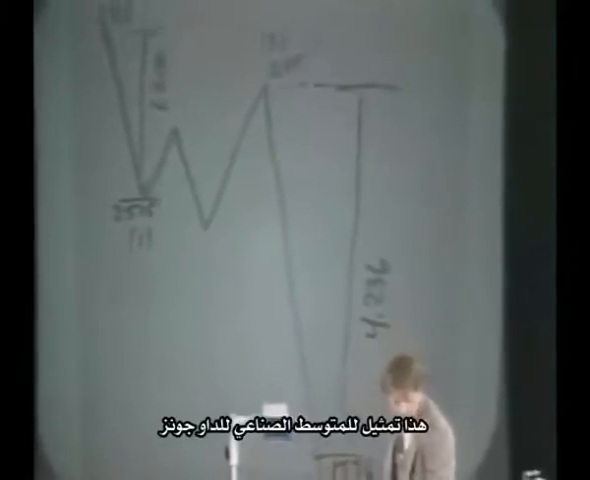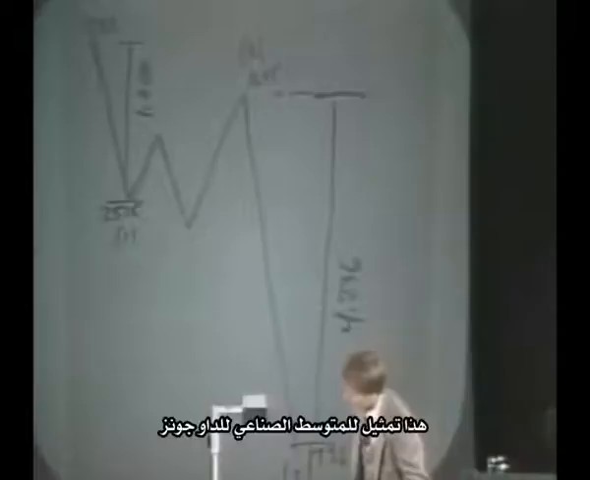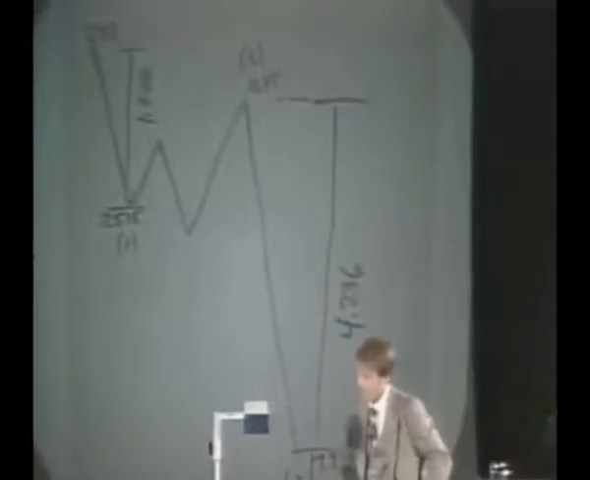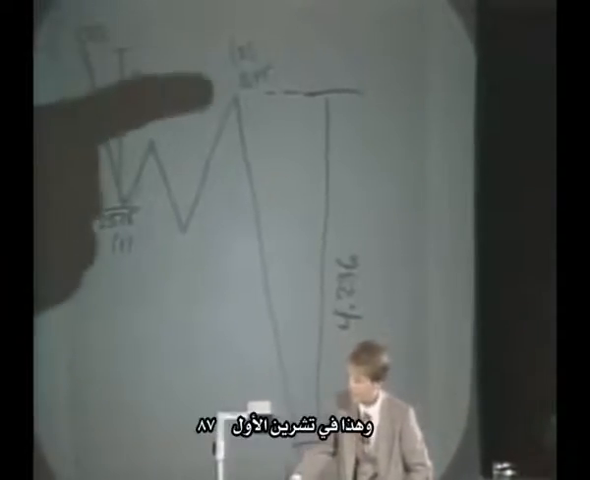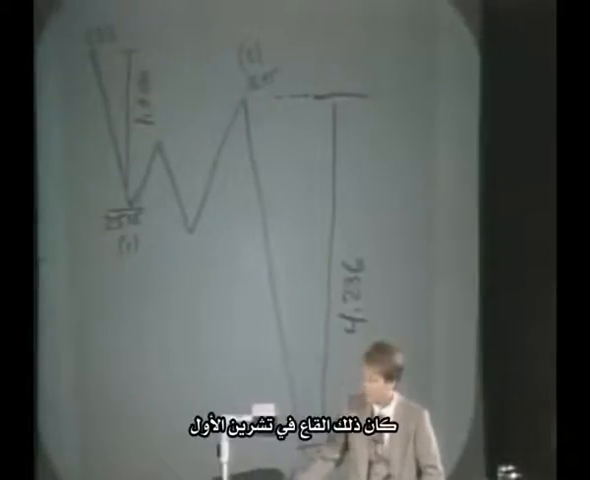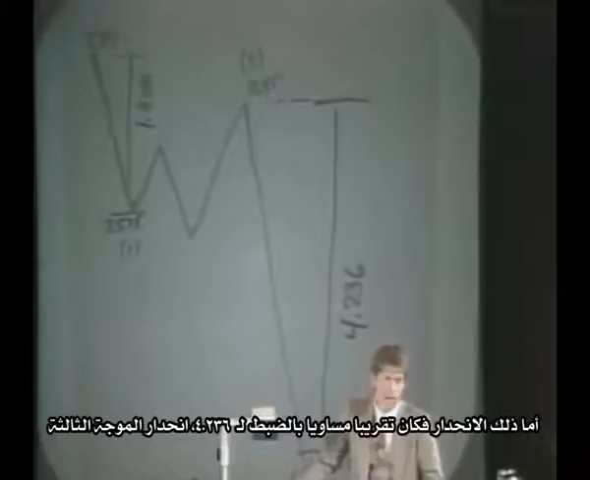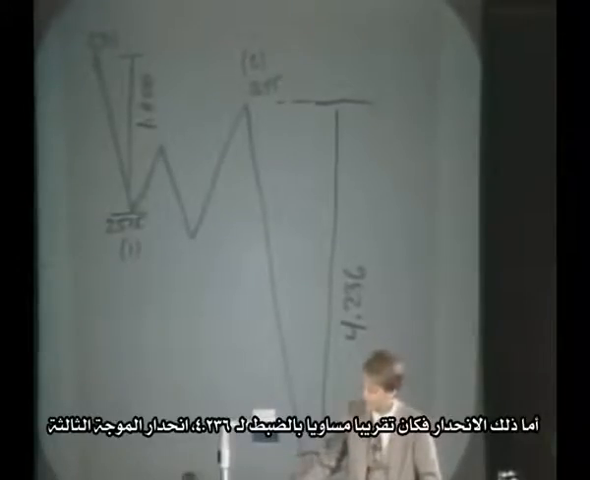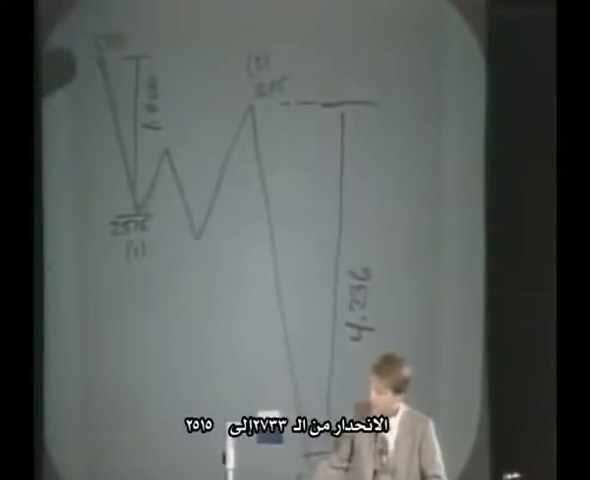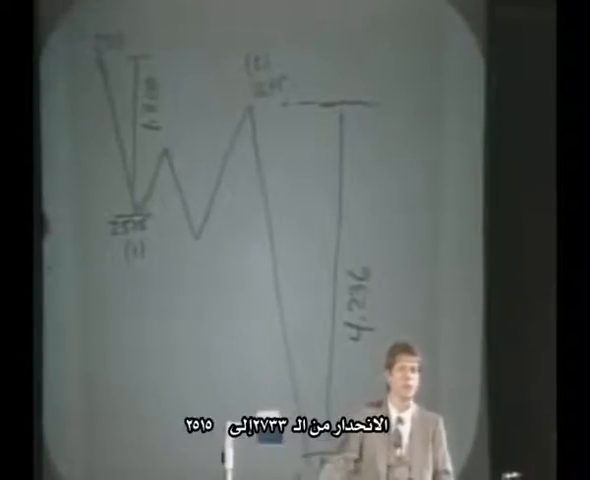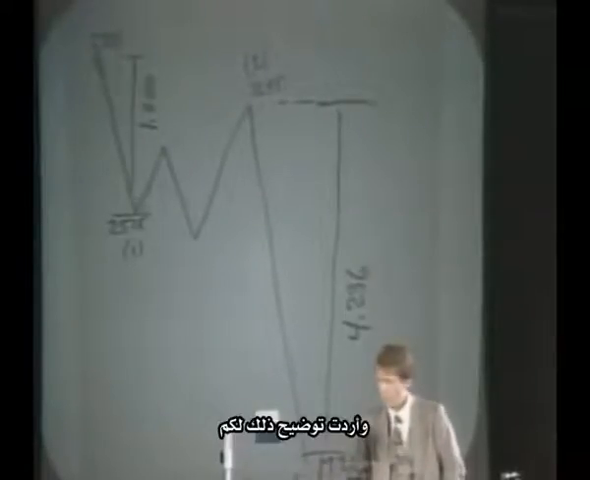Now, this is a representation of the Dow Jones Industrial Average. This was August 1987. This was October 87. This was the low in October. And this decline was almost exactly 4.236, the wave 3 decline, times the decline from 2733 to 2515. And I wanted to point that out.